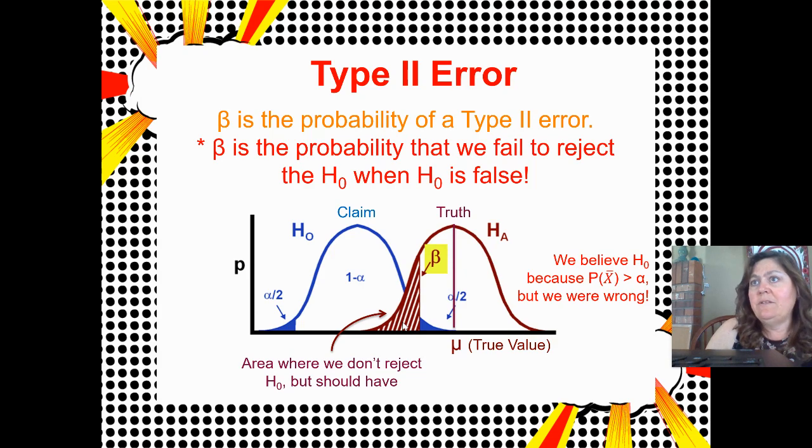So remember that a type 2 error is that we believe H0, okay, because we got a probability that was greater than alpha in our p-value, but we were wrong. Okay, that's that type 2 error.